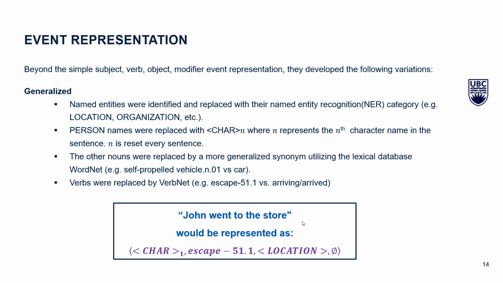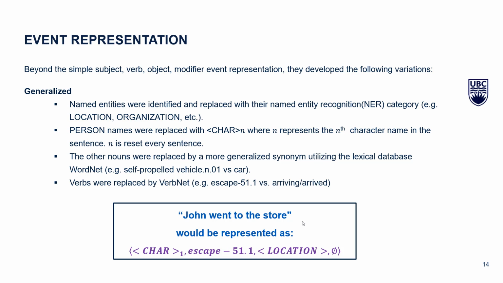Beyond the simple subject, verb, object, and modifier event representation, they developed the following variations. So, generalized. In this case, we're really generalizing everything as much as we possibly can. Named entities were identified and replaced with their named entity recognition, or NER, category. So for example, we have location, organization, etc. And so if someone was going to the store, then store would be replaced by location.